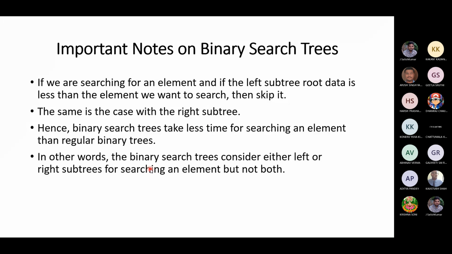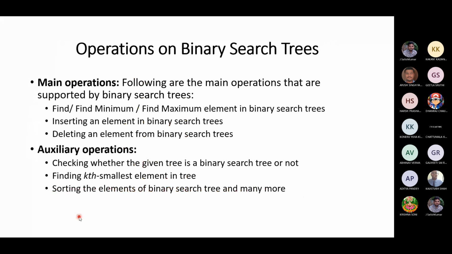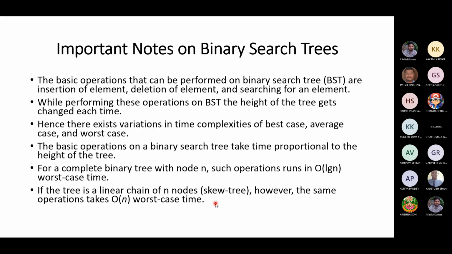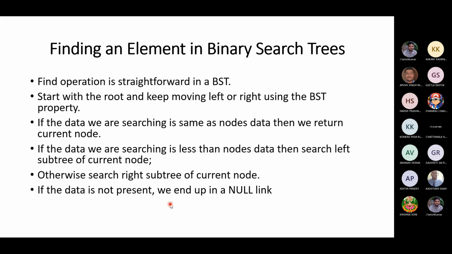Whatever the height of the tree, in the worst case only that height will be taken. The height of the tree will always be log n. So that's where we are decreasing the worst case complexity to log n. But even in a binary search tree there are exceptions. Only a skew tree will take order of n worst case time. What is a skew tree? I will tell you.